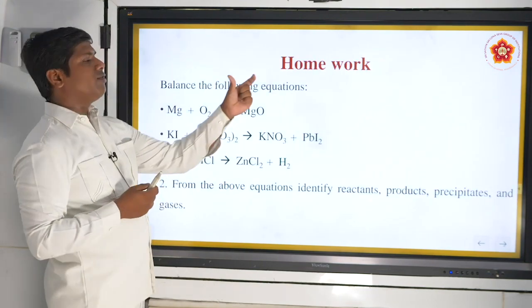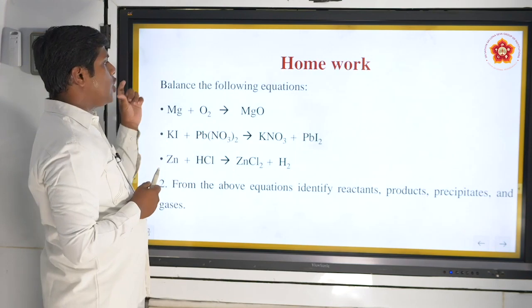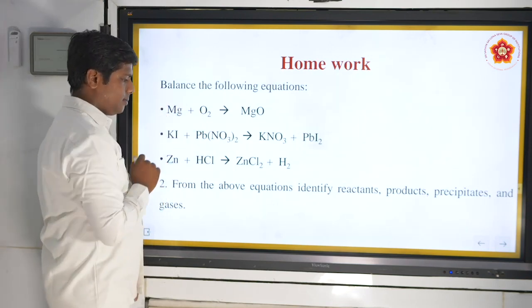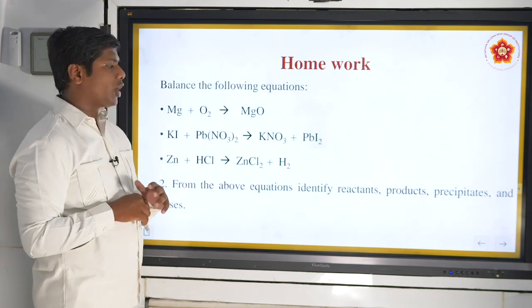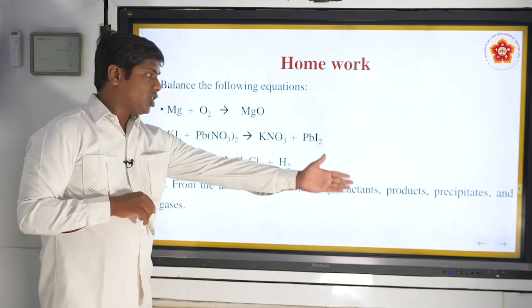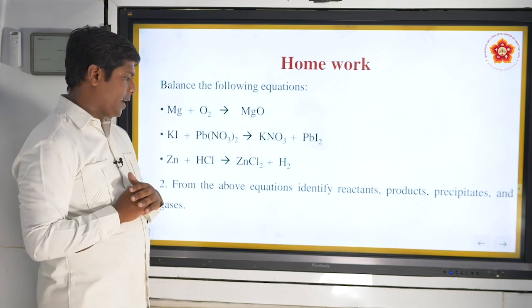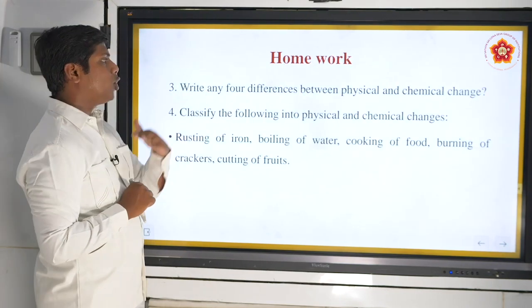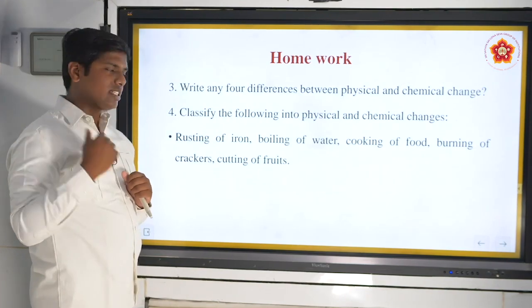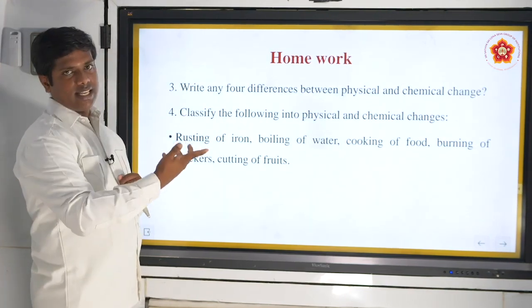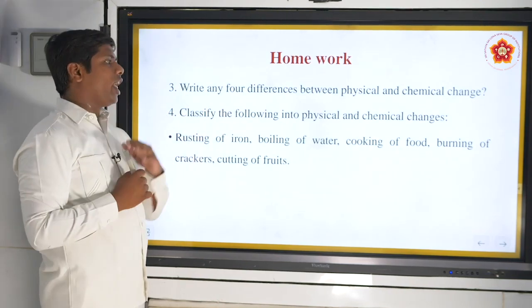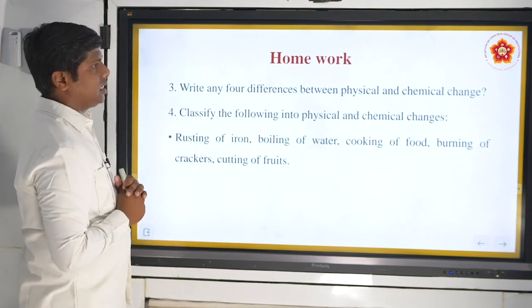Children, you will have some homework, that is you have to balance these equations. 3 equations you have to balance. From these above equations you have to identify which are reactants, which are products, which are precipitates and gases. Next, write the 4 differences between physical and chemical change. You will already know physical is a temperature, this you will all know. And classify the following into physical and chemical changes.